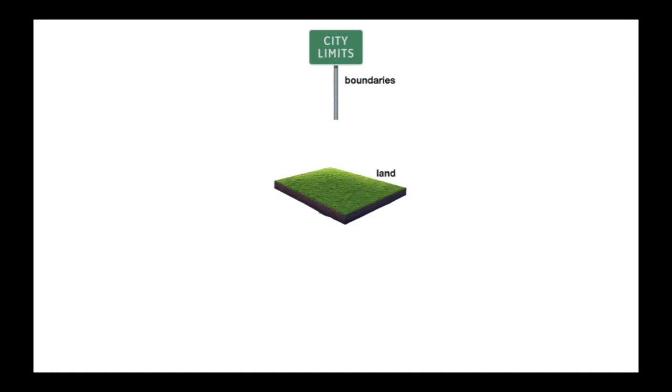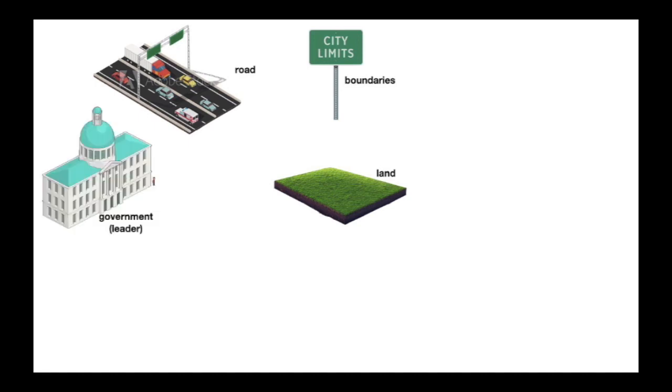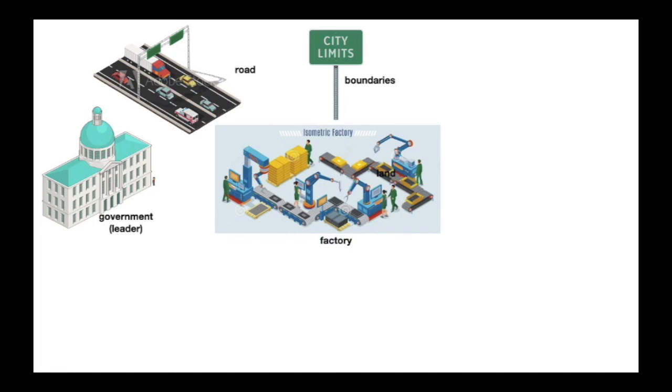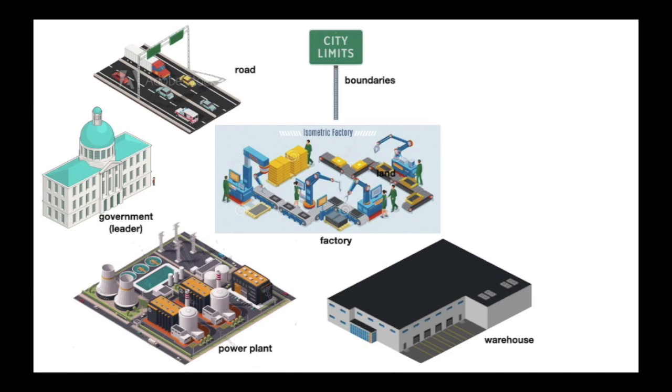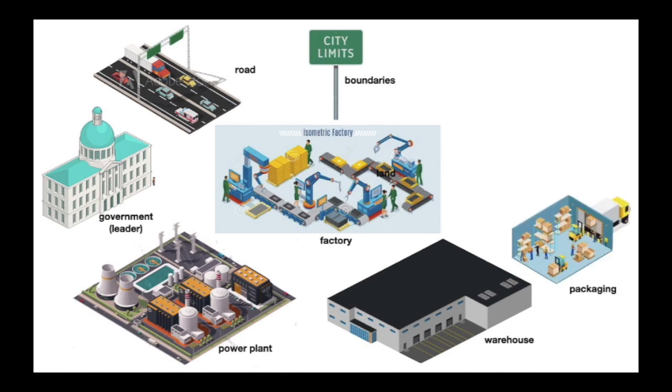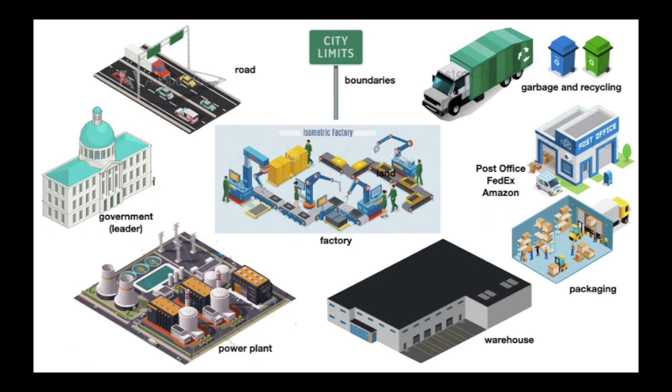So every city has land and, of course, city limits or boundaries. We have roads for transportation, we have government, we have factories, we have power plants that supply everybody with power. We have warehouses where we need to store things. We have packaging facilities like Amazon has big packaging facilities and warehouses. We have shippers like FedEx, the post office, Amazon. We have garbage and recycling.